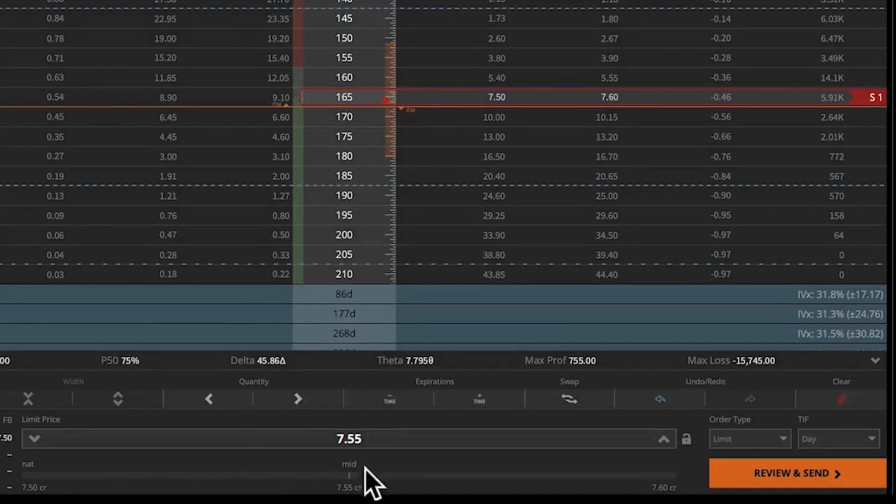Now, since I've collected premium for selling this put option, let's just say $750, that means my loss potential is actually $750 less than if I were to just purchase 100 shares of stock at the strike price of $165, as opposed to selling the 165 put.